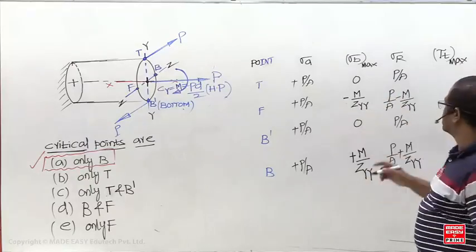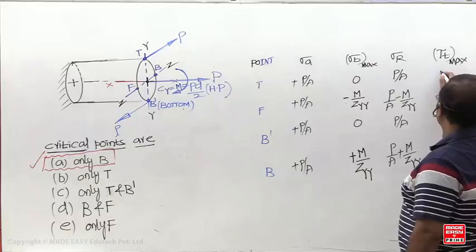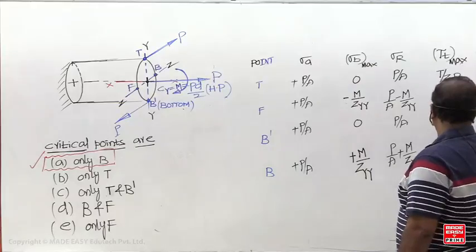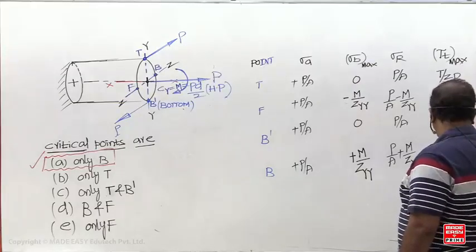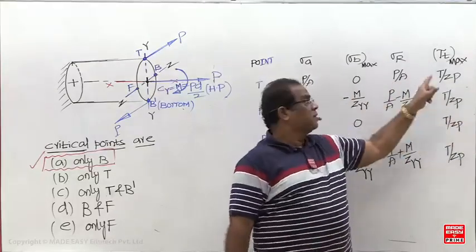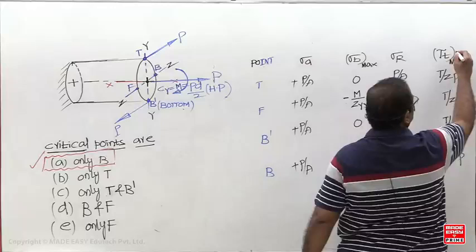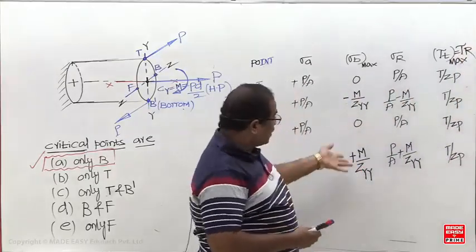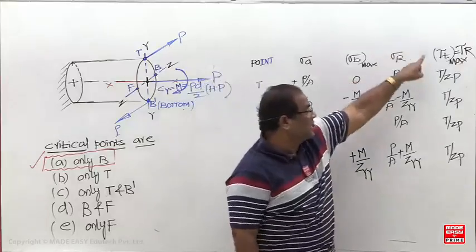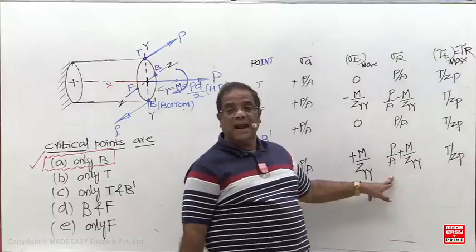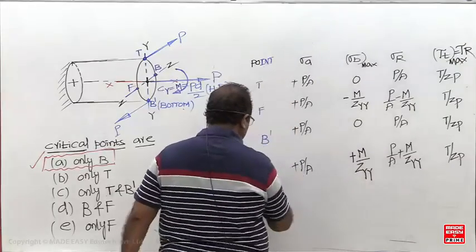At all points the torsional shear stress is maximum, T by ZP. At which point is the direct shear stress 0? So this itself will become the resultant shear stress because direct shear stress is 0. Now at which point are you getting the maximum? Everywhere resultant shear stress is the same, but resultant normal stress is maximum at the back side. So this is the critical point.